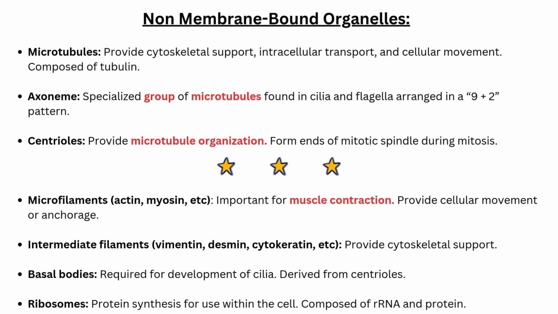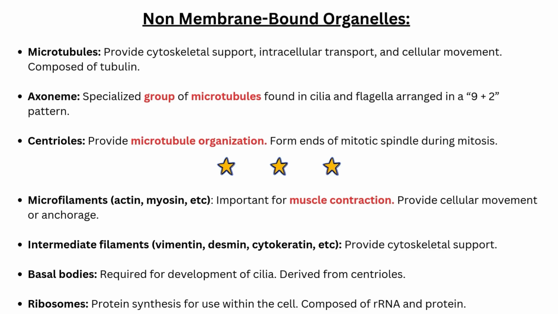Then we have centrioles. Centriole is the one which provides microtubule organization. They form the end of the mitotic spindle during mitosis. Remember, this is important, that centriole forms the end of mitotic spindles. Then we have microfilaments. These are nothing but our actin and myosin, which we know are responsible for muscle contraction, and this also provides cellular movement or support.